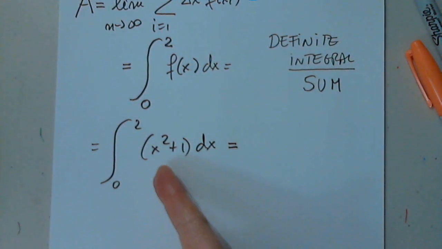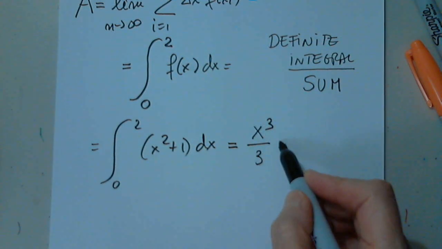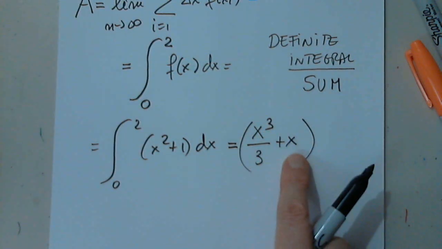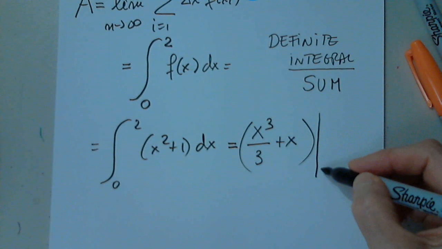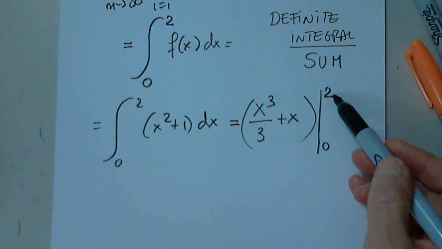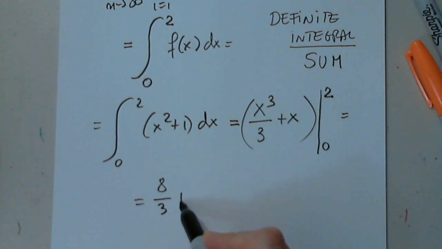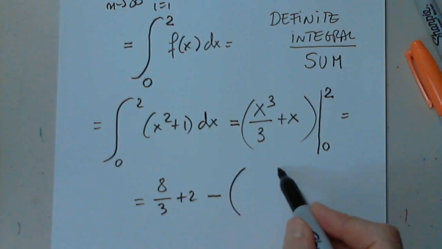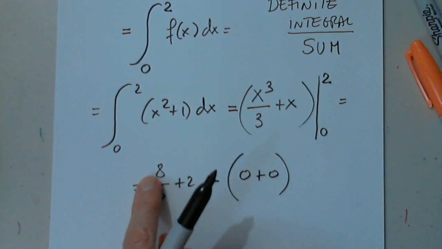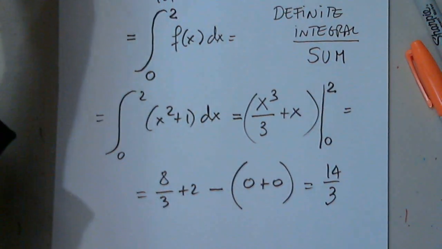This equals the antiderivative. We know how to find the antiderivative: x to the third over 3 plus x. The derivative of x to the third over 3 is this, the derivative of x is this. From 0 to 2. And I'm going to explain after the test that this value is determined by plugging in 2 and subtracting what I get when I plug in 0. It happens that is 0. 3 times 2 is 6, plus 8 is 14 over 3. This is what we're going to deal with.